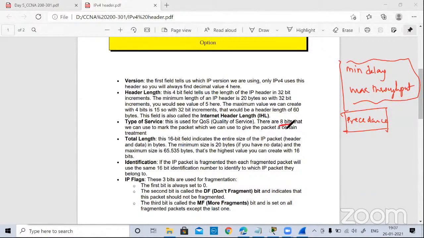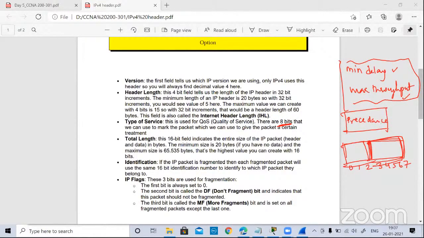If you can see, there are 8 bits, of which the first 3 bits are kept for precedence, that means 0, 1, 2. The remaining bits 3, 4, 5, 6, 7 can be kept for determining the kind of minimum delay, maximum throughput, etc. So all the parameters can be set with the help of these bits, and with the help of the first 3 bits we decide the precedence.